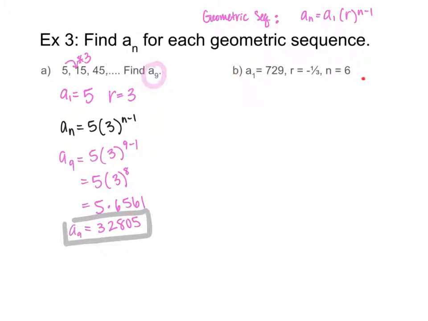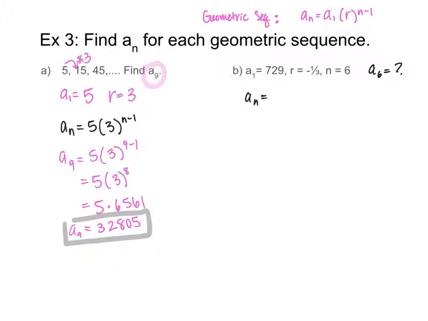Notice that this one, I don't give you the sequence. I actually give you what A1 is, I give you the common ratio, and I give you n. If I ever give you n, that is implying that you're going to be finding the nth term for that n value. So in this case, I need to find the 6th term. A6 is what I'm looking for. To do that, again, we need to create a formula. This time we don't have a sequence. We already have A1 and the R.